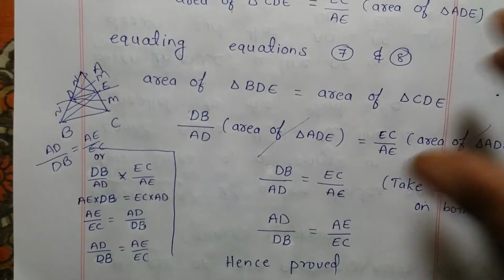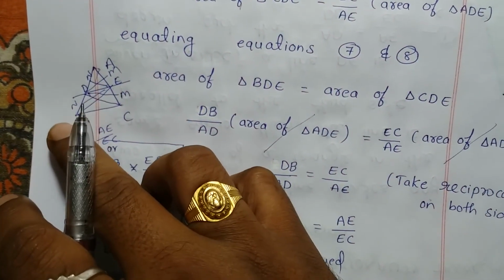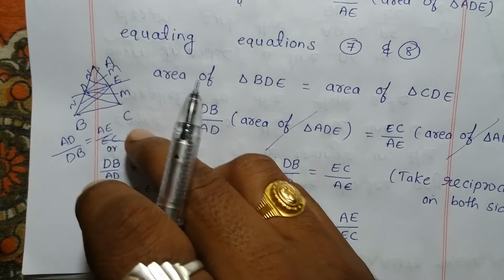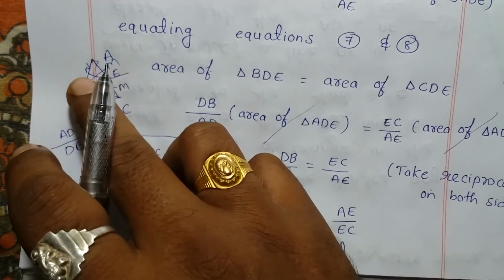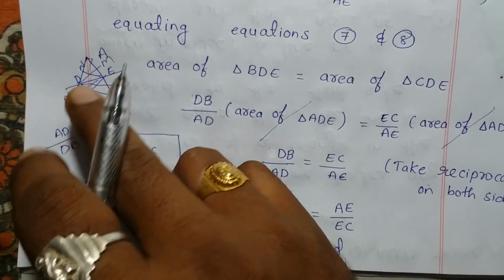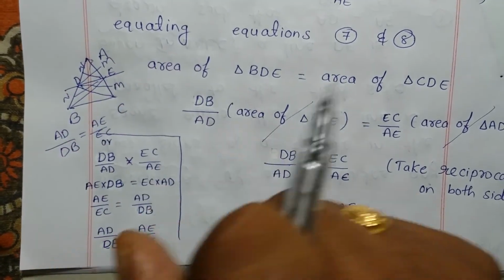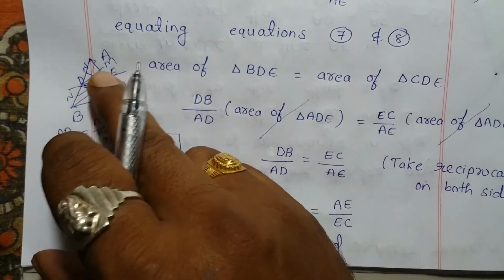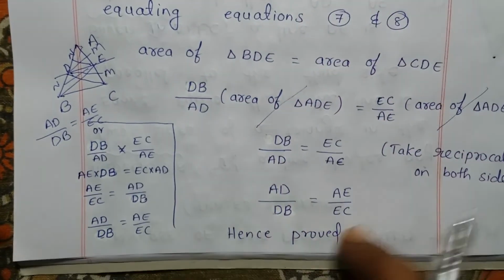So finally we will conclude that here triangle BDE and triangle CDE are on the same base and in between two parallel lines, therefore these two areas are equal, and we will calculate these two areas and we will equate, we will get the final answer.